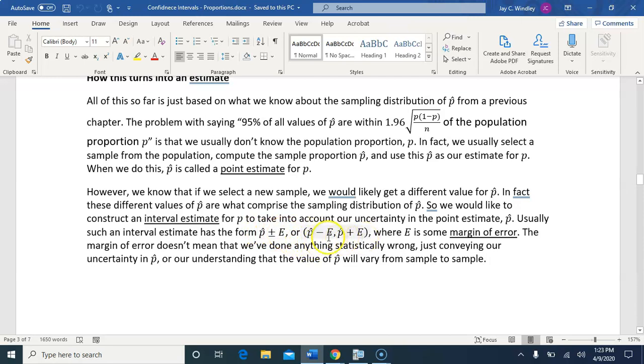Or in interval form, it looks like this: p hat minus the margin of error, comma, p hat plus the margin of error. The margin of error doesn't mean, because of the word error, that we've done something wrong. It just means that there's variability from one sample to another. So really it's about the sampling variability from one sample to another.